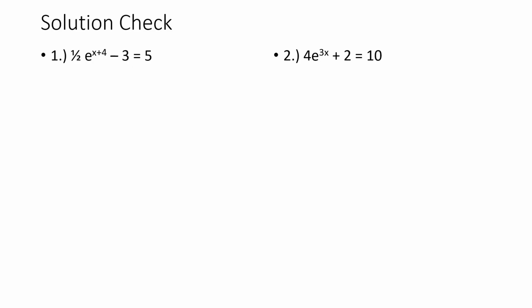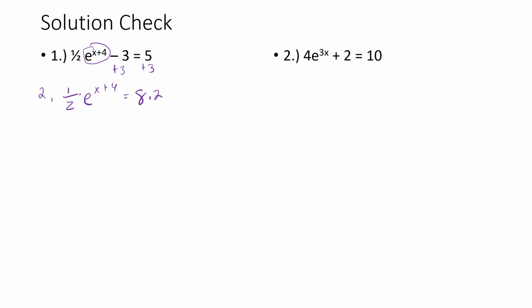Okay, so for this first one, let's take a look at this. We would start by trying to isolate our exponential, which is the e to the x plus 4. I have a 1/2 multiplying out front, and I have a -3. So I'm going to start by undoing the subtraction by 3 to get 1/2 e to the x plus 4 equals 8.